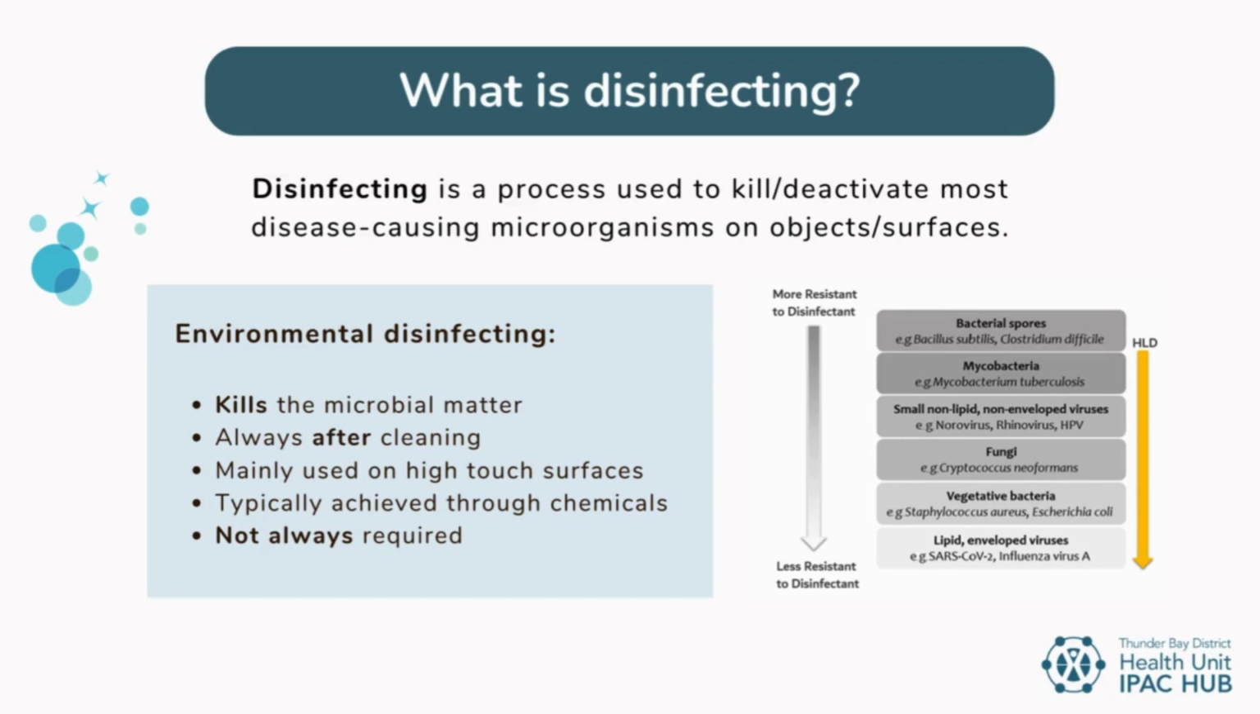What is disinfecting? When done properly, cleaning as the first step is going to remove the majority of harmful microbes. Any small amount of microbes left behind can then be killed or deactivated through disinfecting. The disinfecting process is used to kill or deactivate most disease-causing microorganisms on objects and surfaces, but it's important to note that disinfection cannot be achieved without proper cleaning first. Disinfection is not always required, typically only when even the smallest amount of those harmful microbes can threaten human or public health.